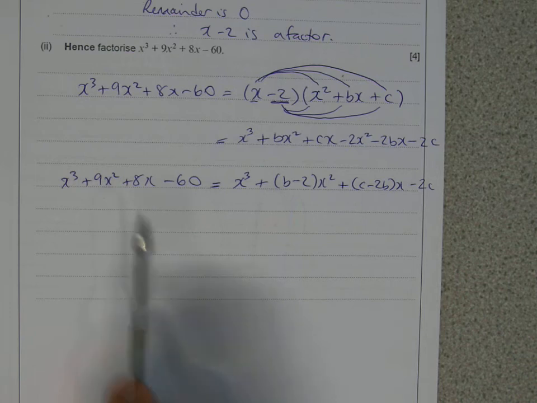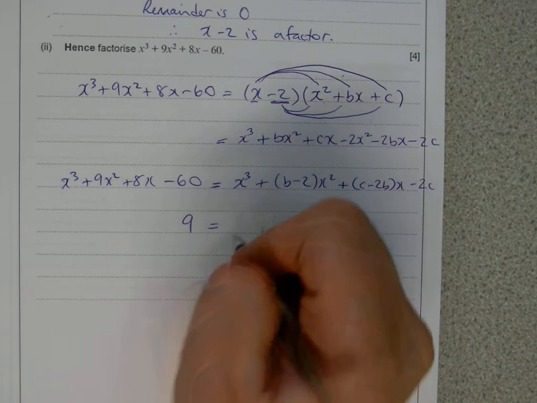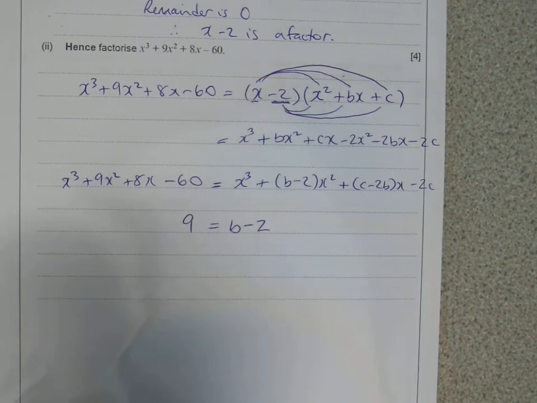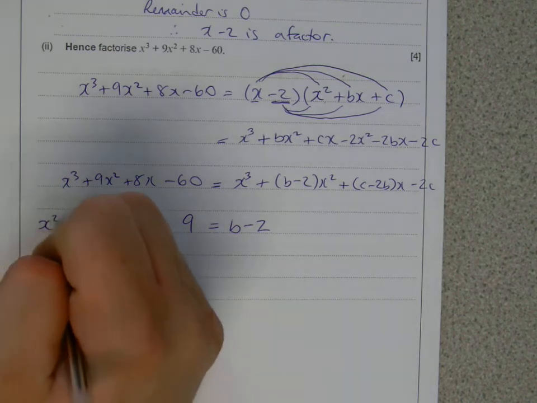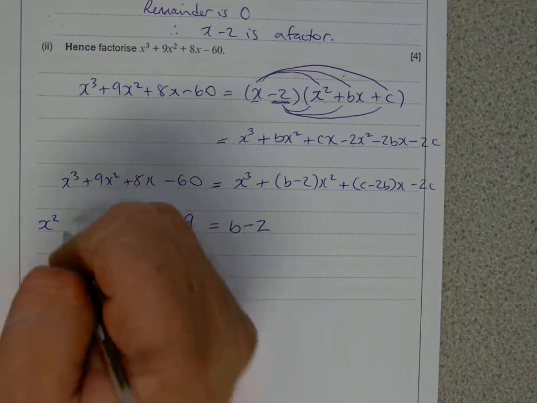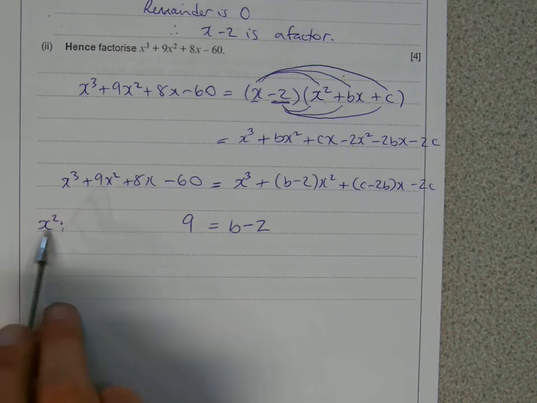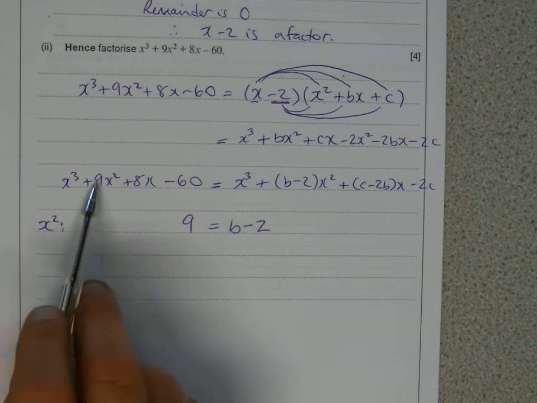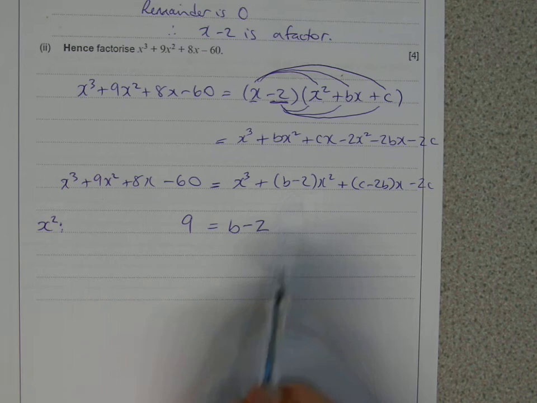So basically, the 9 in front of the x squared is equal to what's in front of the x squared here, which is b minus 2. So what I've done is I've equated the x squareds, or the coefficients of the x squared, speaking posh there. Basically, whatever's in front of the x squared, I said that they've got to be equal. So sometimes it's good to write that there to show we're focusing on that x squared. So in front of the x squared there, you've got a 9. In front of the x squared here, you've got b minus 2.